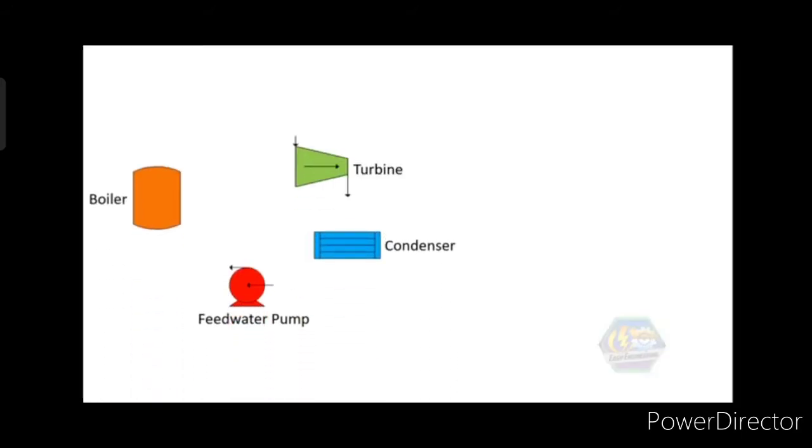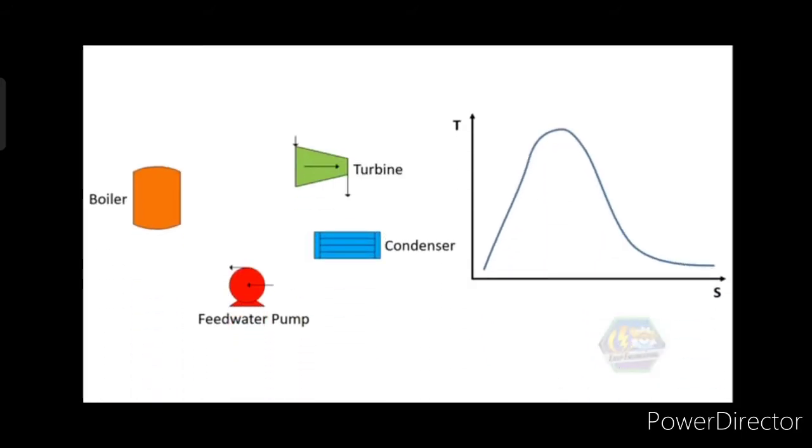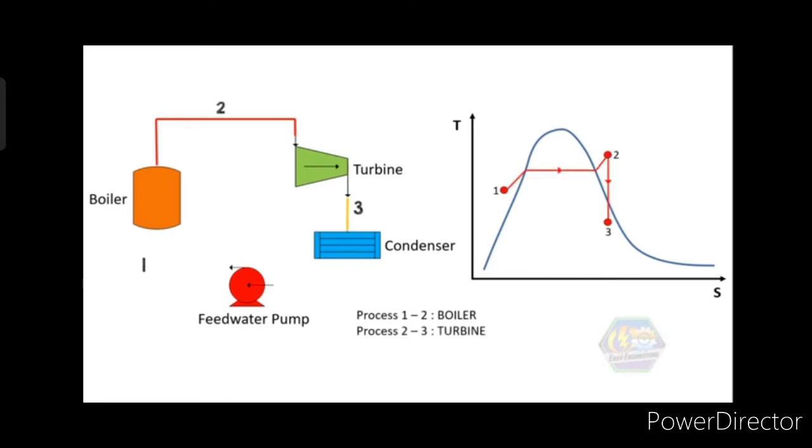To make a Rankine cycle, we need four processes. Process 1 to 2 for the boiler, process 2 to 3 for the turbine, process 3 to 4 for the condenser, and finally process 4 to 1 for the pump. And that is what we are going to discuss for the next part. Okay, so let's get this started.